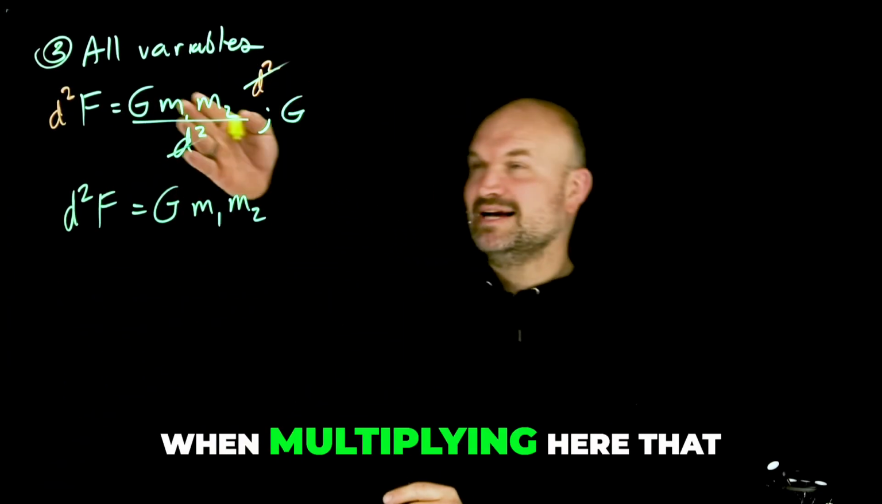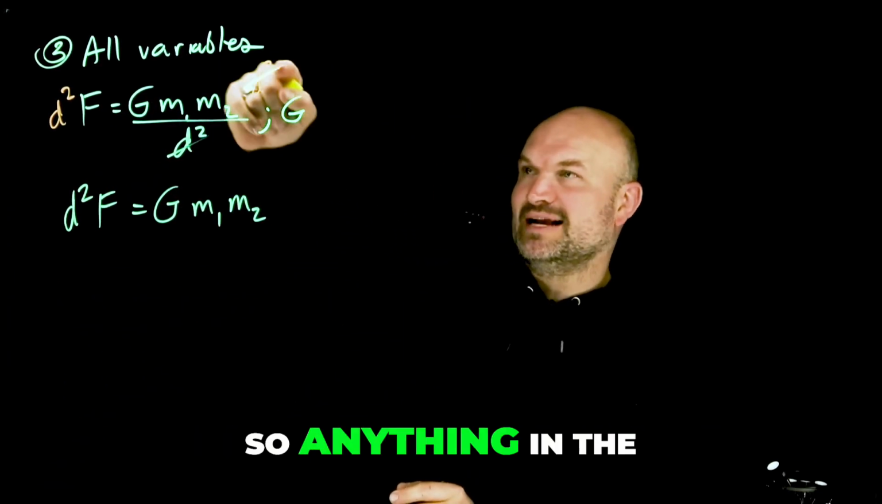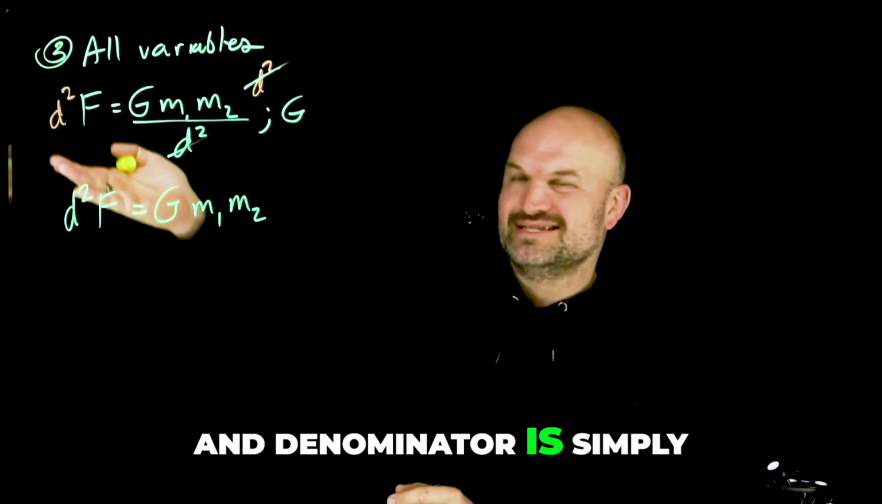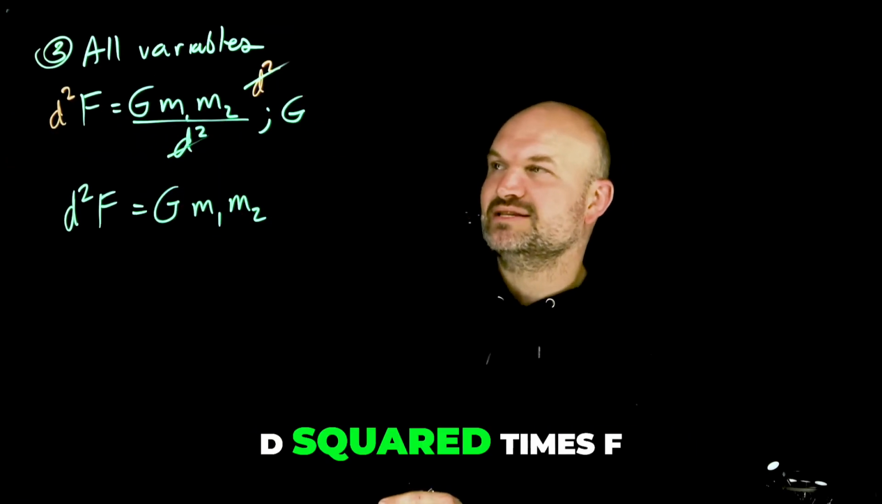And you can see when multiplying here that d squared is in the numerator and denominator, so anything that is the same in the numerator and denominator is simply going to divide out. And then we have a d squared times f over here.